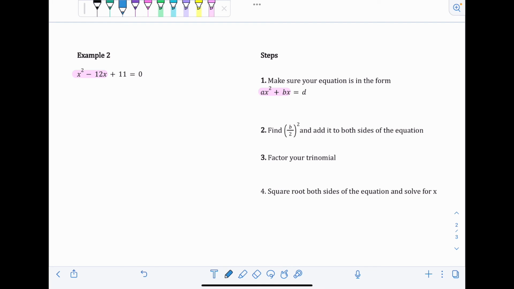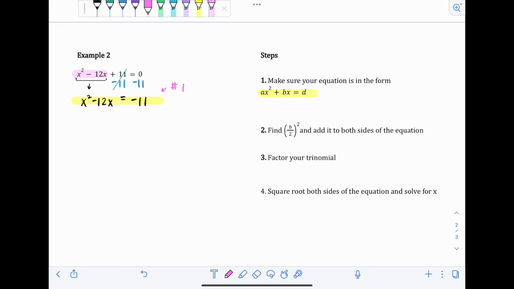So in order to get rid of that positive 11, I have to subtract 11 over. And then I bring down this whole thing. So I have x squared minus 12x, and then 11 minus 11 cancels out, and then 0 minus 11 is negative 11. So I'm done with step 1. It's in the correct form: ax squared plus bx equals d, x squared minus 12x equals negative 11, so we're all good there.